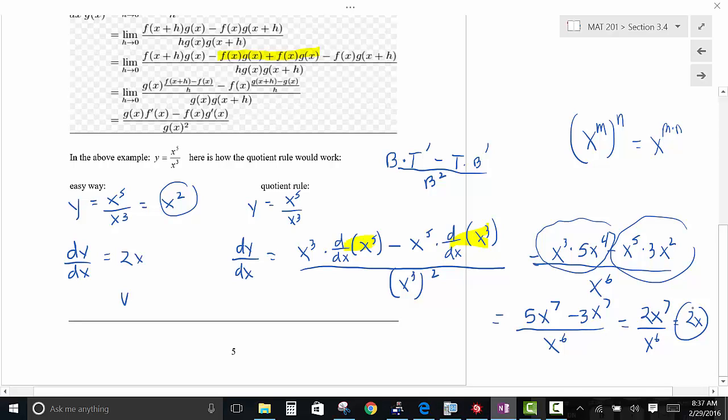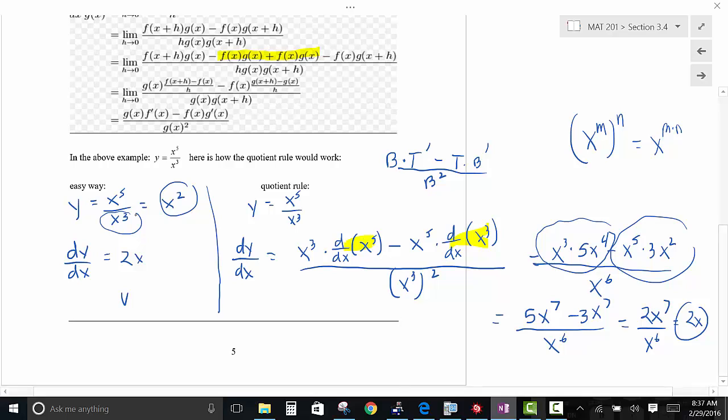Obviously, the first way is the easy way, but there are many instances where you have no choice but to apply the quotient rule. So that's a demonstration of how it works. That's not a proof. It just demonstrates that it would work. And it always does. The only time it doesn't work is if the bottom is 0, and of course you can't have a denominator that's 0 anyway.